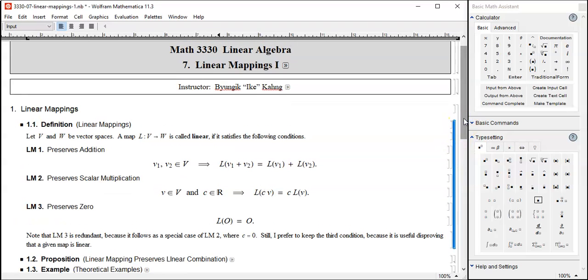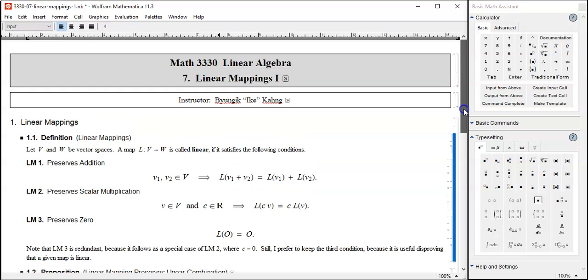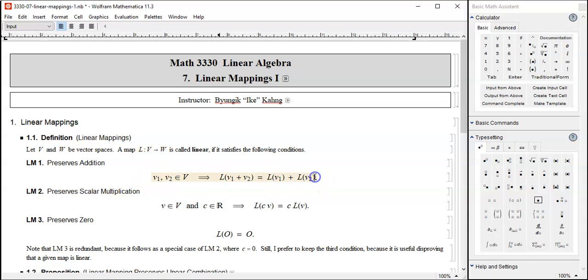Okay, here we go. Let's begin. The definition of linear mapping. Let V and W be vector spaces and a map or function L, which is defined in vector space V, targeting the vector space W, is called linear if it satisfies these conditions. Number 1, preserves addition.